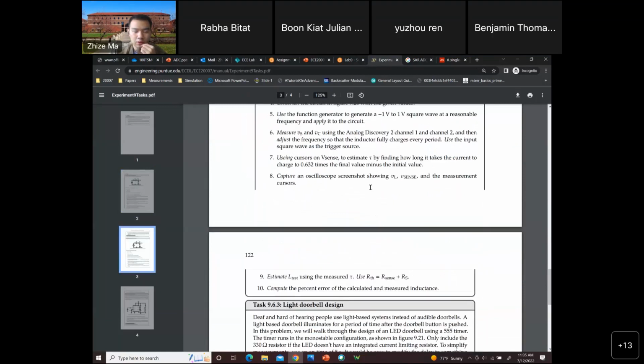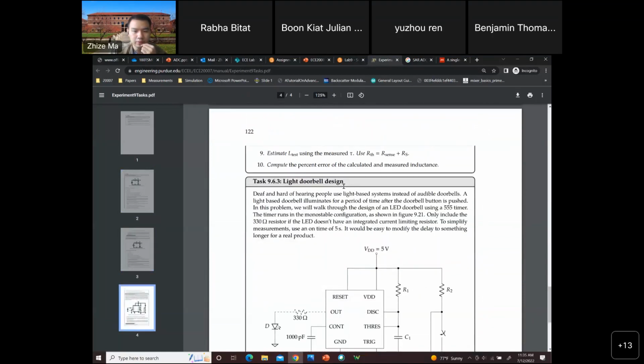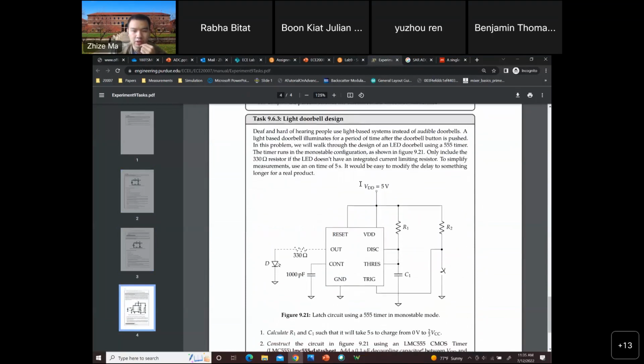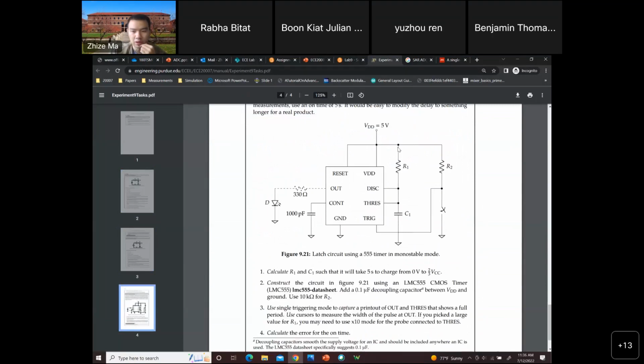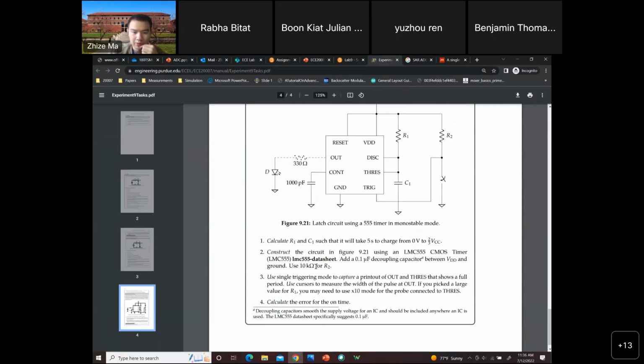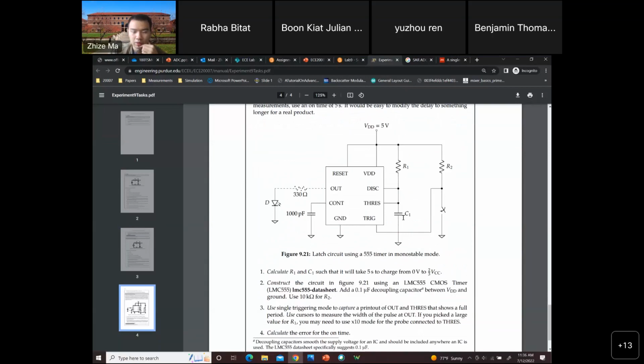Then task 3 is the light doorbell design. The circuit schematic is actually already given, so that will be the circuit you're going to build on the breadboard. Before you build the circuit, you do need to calculate the values for R1 and C1. R2 is already given, it should be 10K. But you need to calculate R1 and C1.